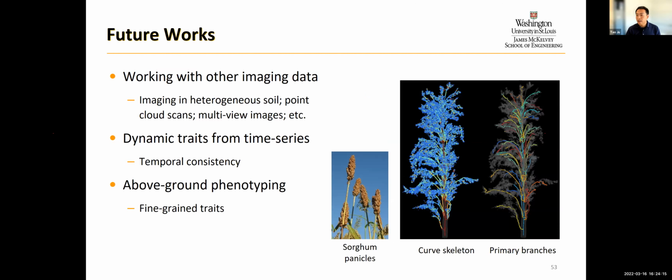And last but not least, how about above-ground parts of the plants? We can also use these techniques we developed or new techniques to do fine-grained phenotyping for the above ground of the plants. This is an example of a publication that we had early on for the sorghum panicles, showing the little insert here. And we were able to use a variant of our technique to analyze the primary branches of the sorghum panicles. So that's just an example of techniques for underground being transferred in some cases to parts of the plants above the ground.